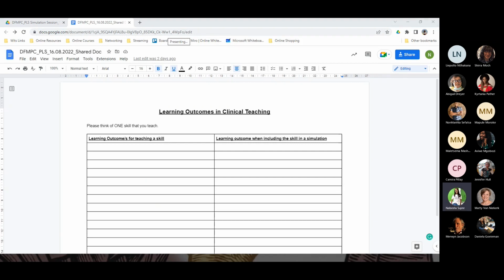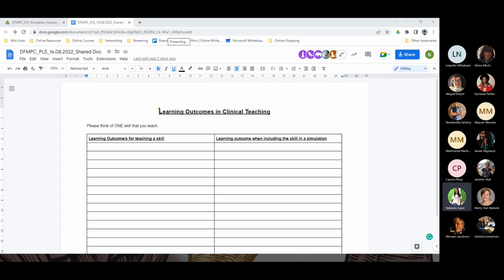Okay, and essentially what I want us to do just for the next 3 minutes is think of one skill that you teach. This doesn't have to be a clinical skill. This can be a communication skill. This can be an ethics skill. It can be anything you want, just a skill that you teach students. And we're only going to fill out the left-sided column for now. I just want you to write out in one of the lines one learning outcome for that skill.